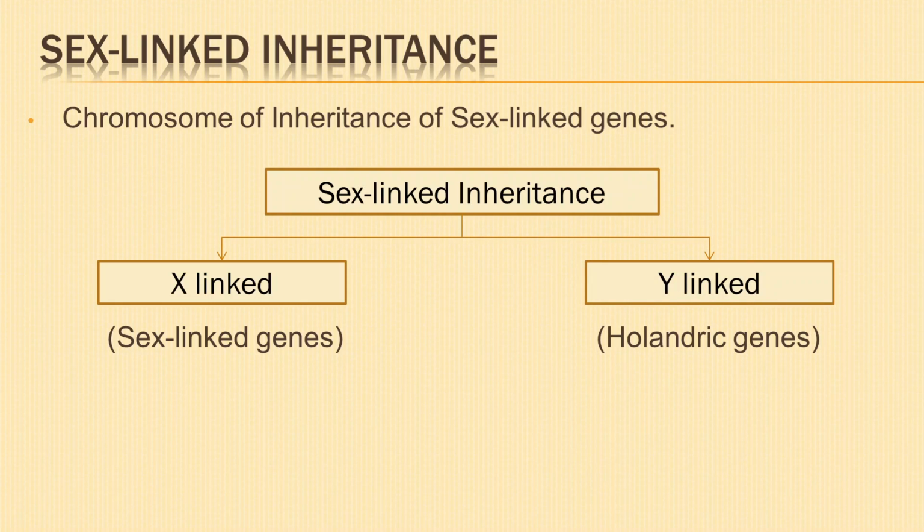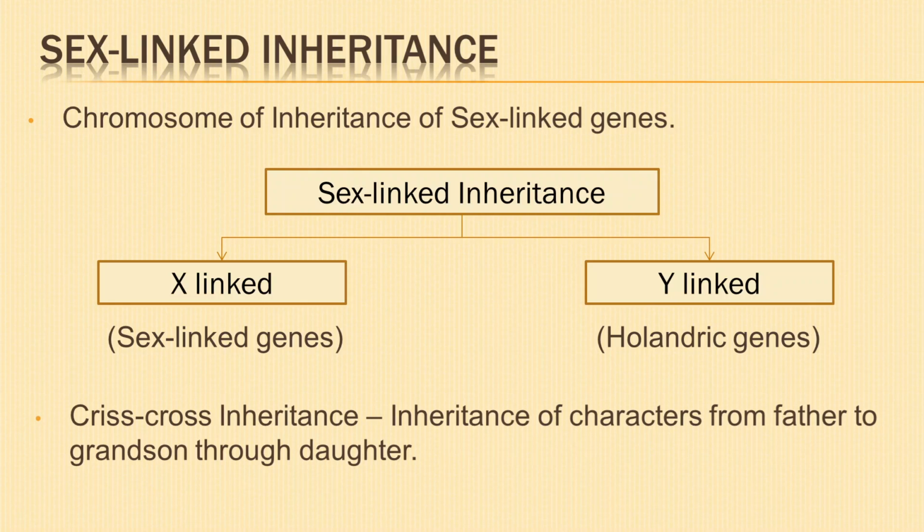Y-linked or Holandric genes are expressed only in males. Example, hypertrichosis, that is, excessive growth of hair on the pinna of the ear. The inheritance of characters from the father to his grandson through his daughter is called criss-cross inheritance. Let us understand criss-cross inheritance with the following example.